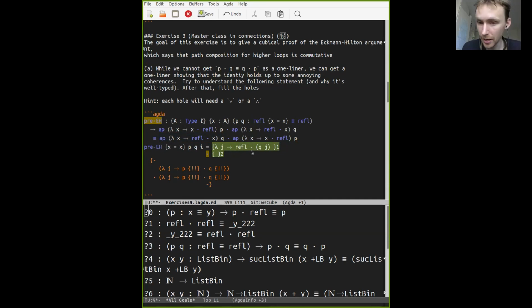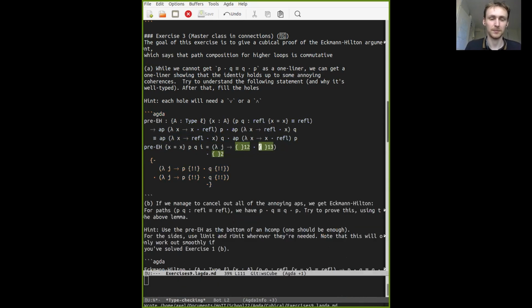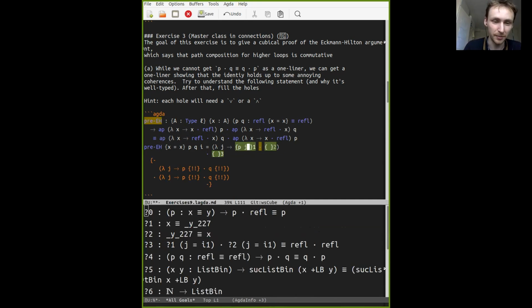Well, both of these things again have something in common. It's something composed with something, right? So let's plug this in. Again, I know I'm repeating myself here, but here we wanted p j composed with refl when i is 0, and we wanted q j and refl here. Sorry, that was when i was 0, and when i is 1, we want refl here and q j here. Okay. Then we're done with this part of the problem.